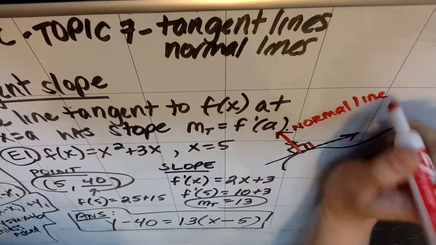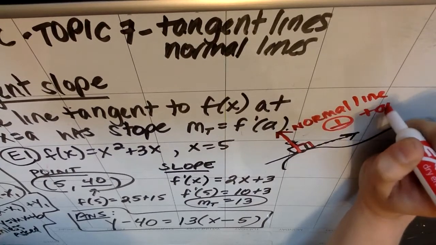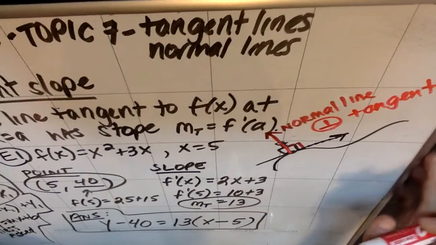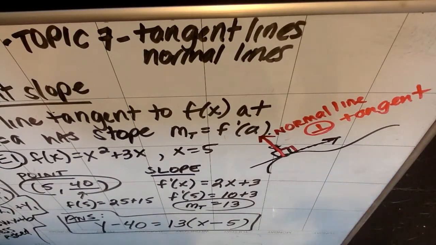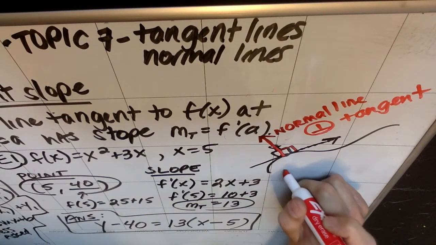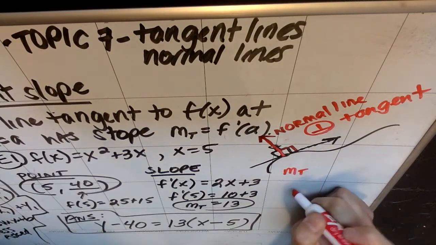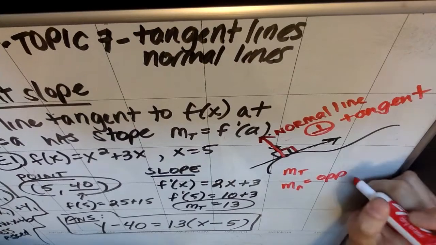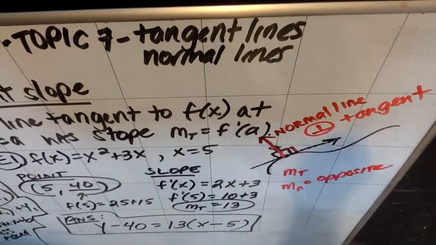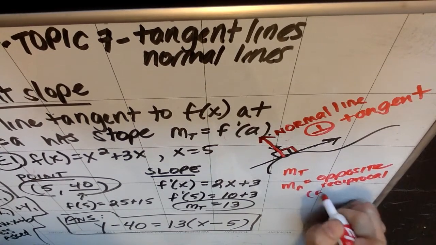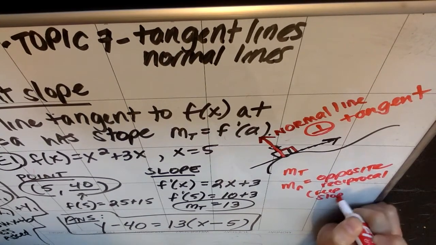So what's important here is that the normal line is perpendicular to the tangent, and if you think back to Algebra 2, you learned that perpendicular lines have opposite reciprocal slopes. So the normal line has the opposite reciprocal slope, meaning that essentially, if you know the tangent slope, m normal is the opposite reciprocal. So what we mean by opposite reciprocal, if we think like a caveman, is flip slope, change sign.